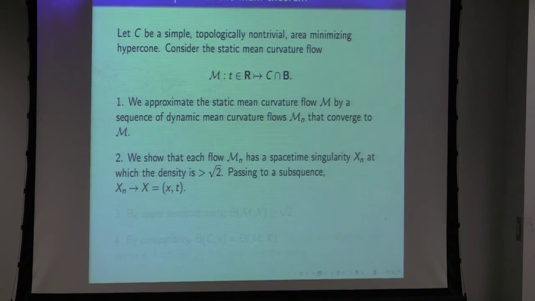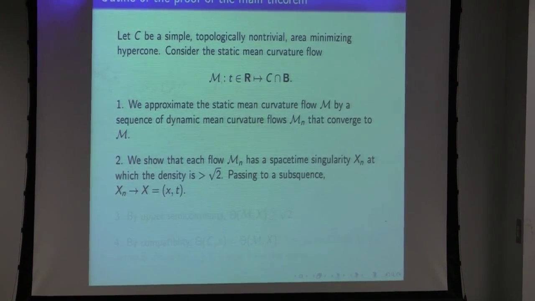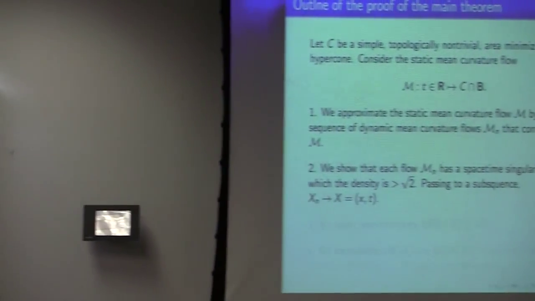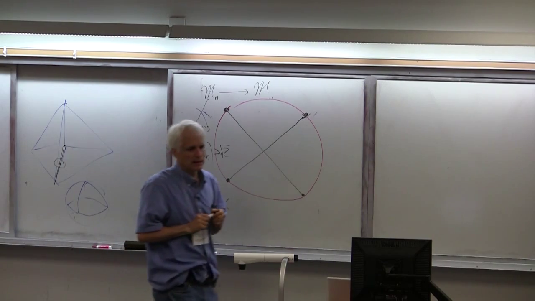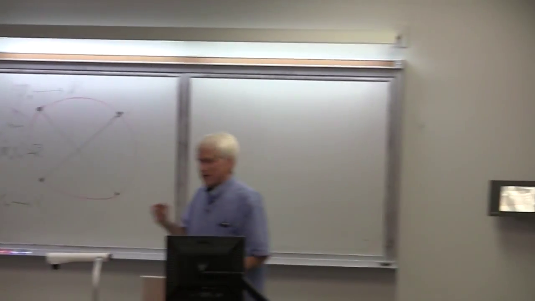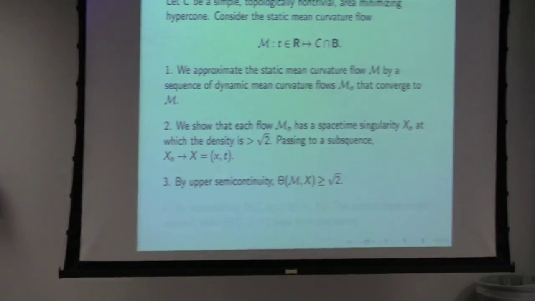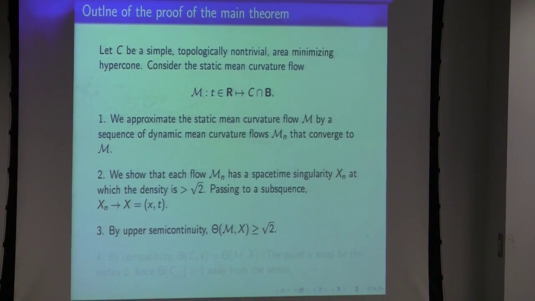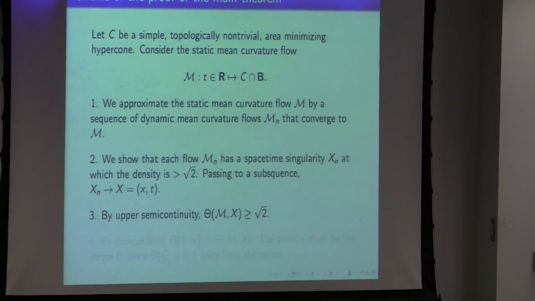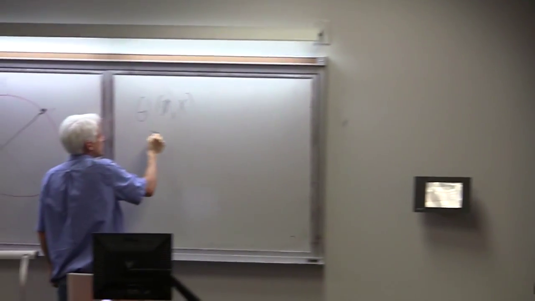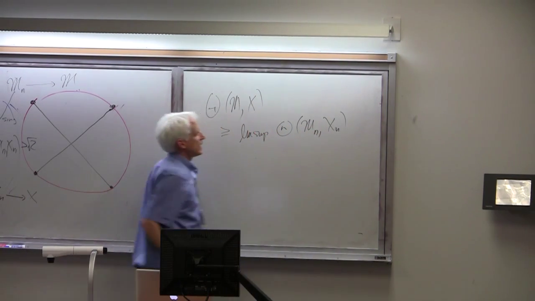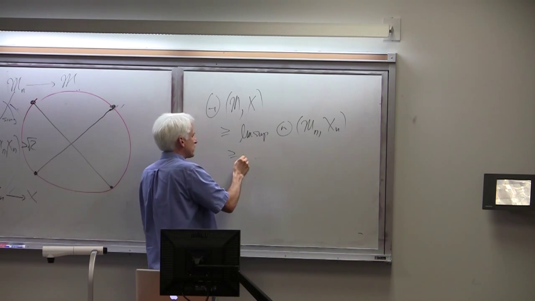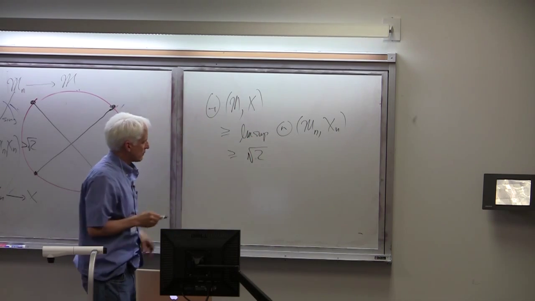Furthermore, the singularity is happening somewhere or another, but by passing to a subsequence, we can assume that these converge to some space-time point x. But now by the upper semi-continuity of density, here we have a sequence of flows with singularities with density greater than square root of 2. That means by upper semi-continuity, the density of the limit flow at the limit point has to be greater than or equal to the limsup of the density of the nth flow at the nth point. I'm not going to quite get the greater than, I'll only get greater than or equal to. But each of these is greater than square root of 2, so.